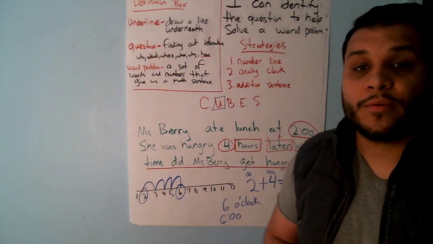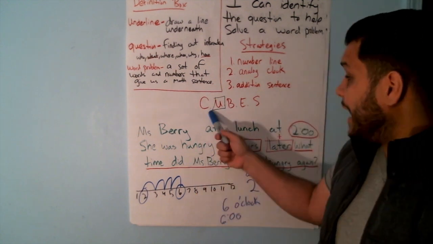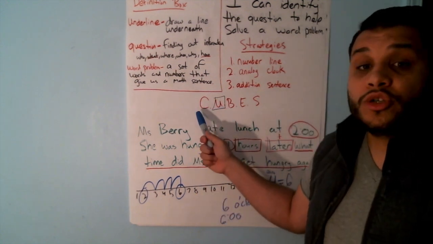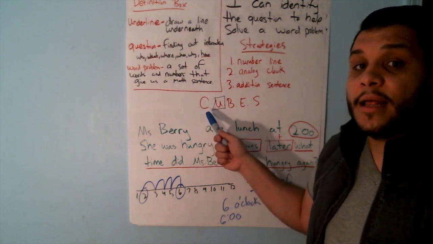Today when you guys are working, you are going to focus in on identifying our C and our U. Circle key numbers. Underline the question.